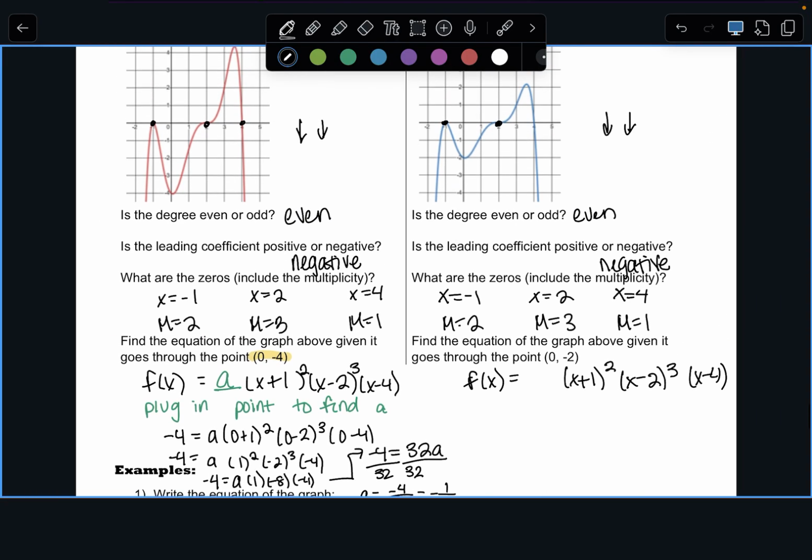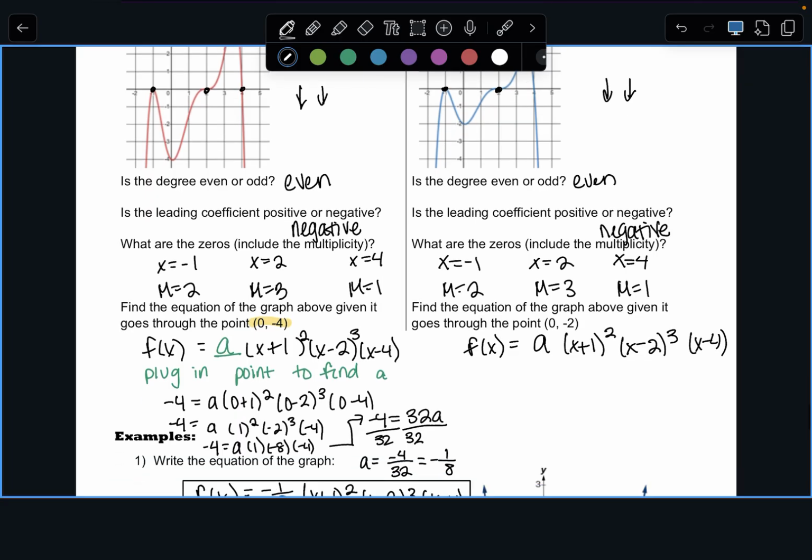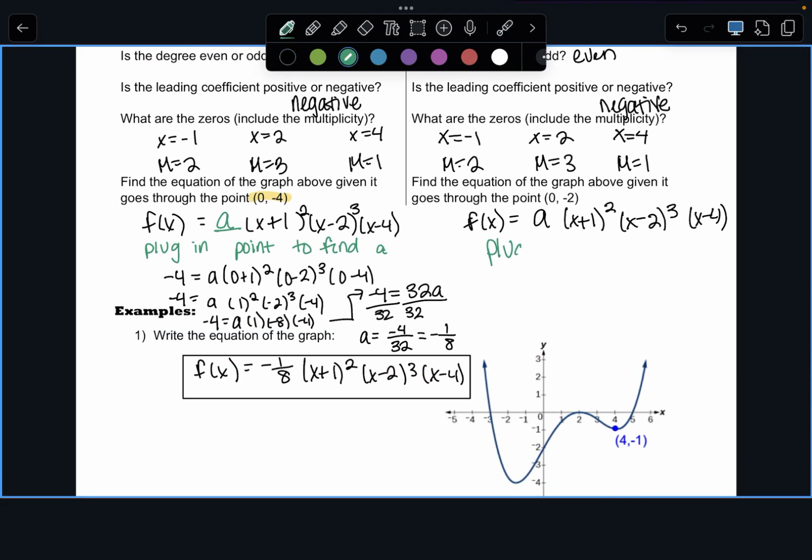So if you look, our zeros, and actually everything up to this point is the exact same as that first graph we did, but they're not the same graph. So that's why we need to find A, because this does not accurately represent my graph. We need that A to distinguish the difference between these two, because they still have the same zeros with the same multiplicity, but we need that extra piece of detail. Okay, so we need to find A using this point right here, (0, -2). So we're going to plug in to find A.